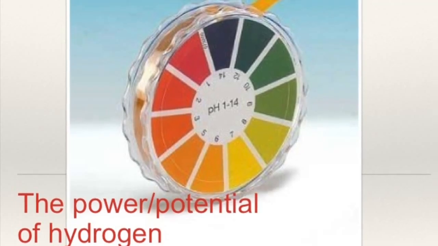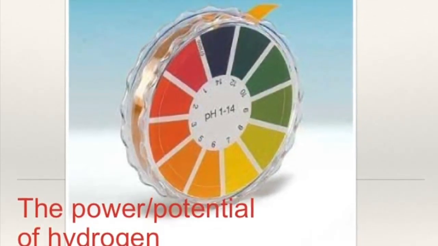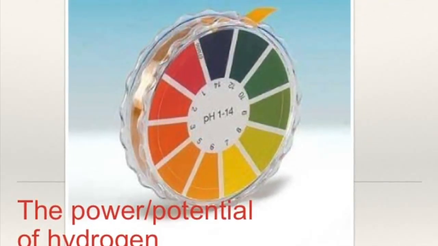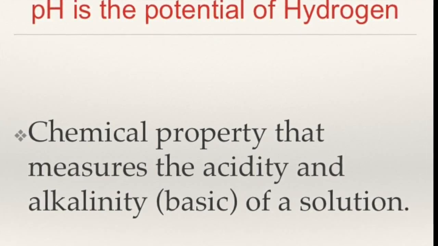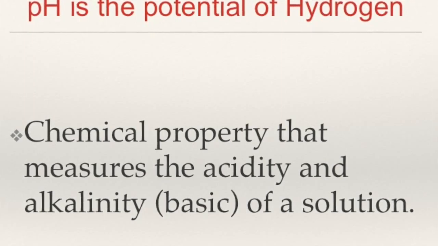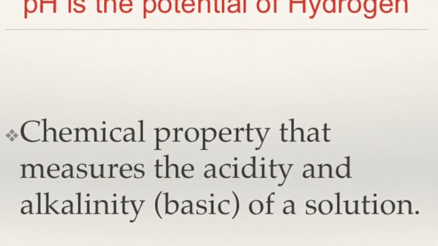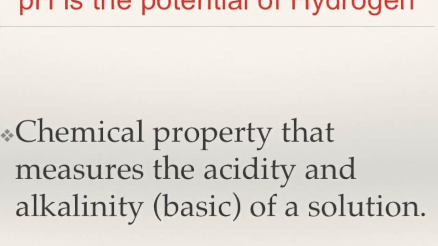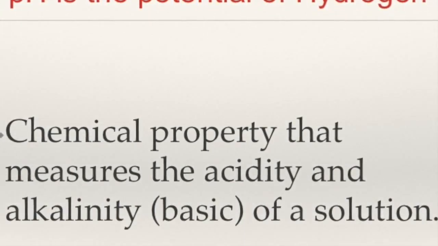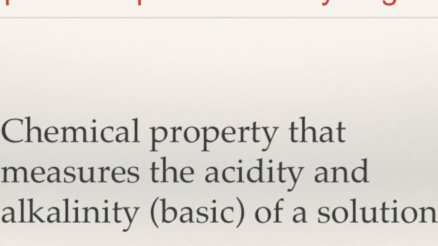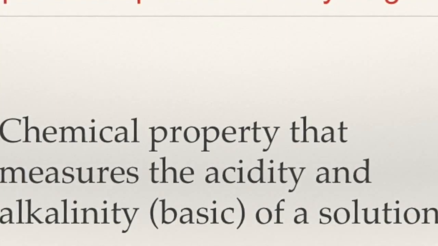The pH scale is a chemical property which measures the acidity or alkalinity of an aqueous solution. The pH scale measures acidity or alkalinity. Alkalinity is also called base. We'll use base and alkalinity interchangeably. Base and alkalinity is determined by the number of free hydronium or hydrogen ions. pH is the potential of hydrogen ions, or sometimes referred to as the power of hydrogen.